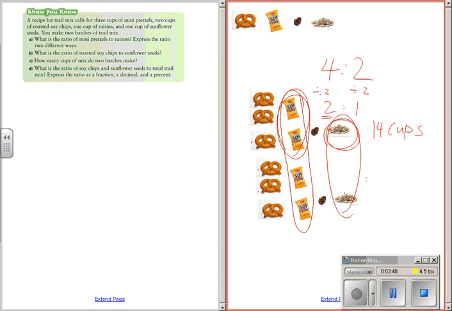All right, let's just go to the next page here. It says D. What is the ratio of soy chips and sunflower seeds to total trail mix? Well, I'm scared to use this, but anyway, we'll try it. See if it works. I'll erase everything here.